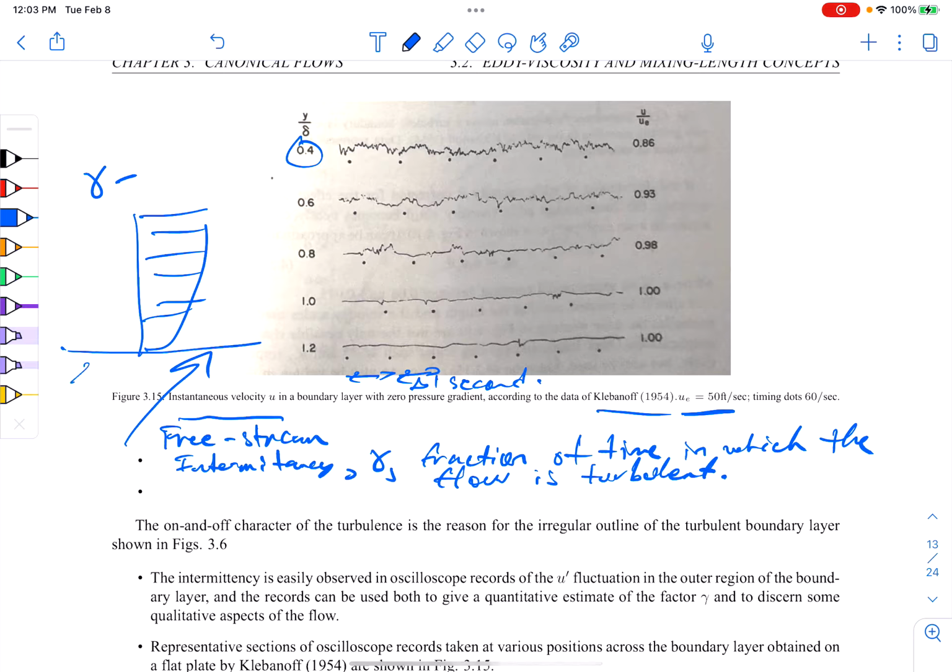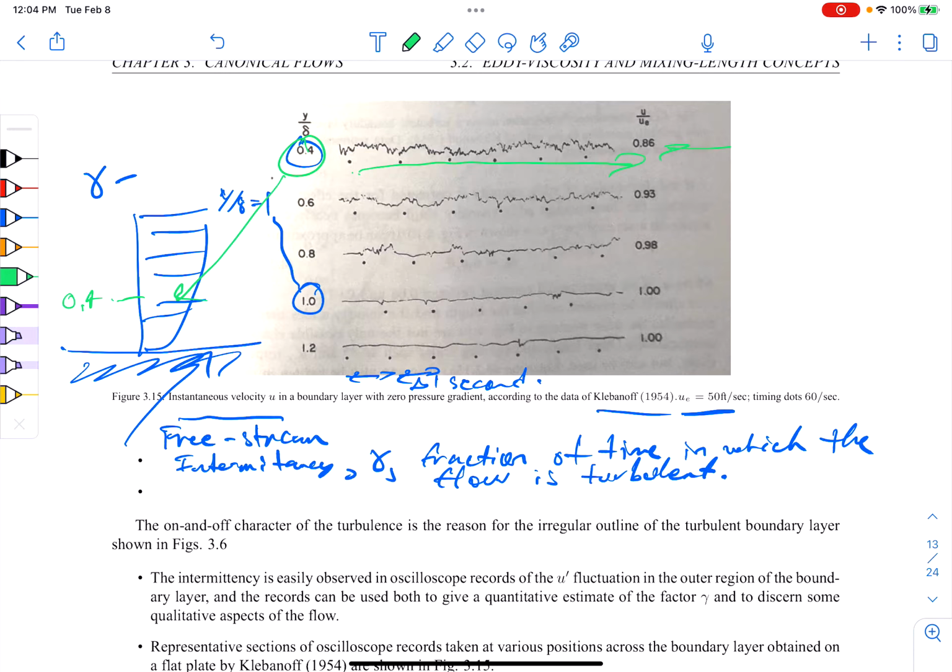This is a wall, and this is y over delta equals 1. That's this location, and 0.4 would be here, right? So that's in the inner region. That's where these original scaling laws of how large the turbulence scales are from the wall apply, right? That's only for 40% of the boundary layer. You can see it's pretty much always turbulent. If I look at the time history here, it's always turbulent.